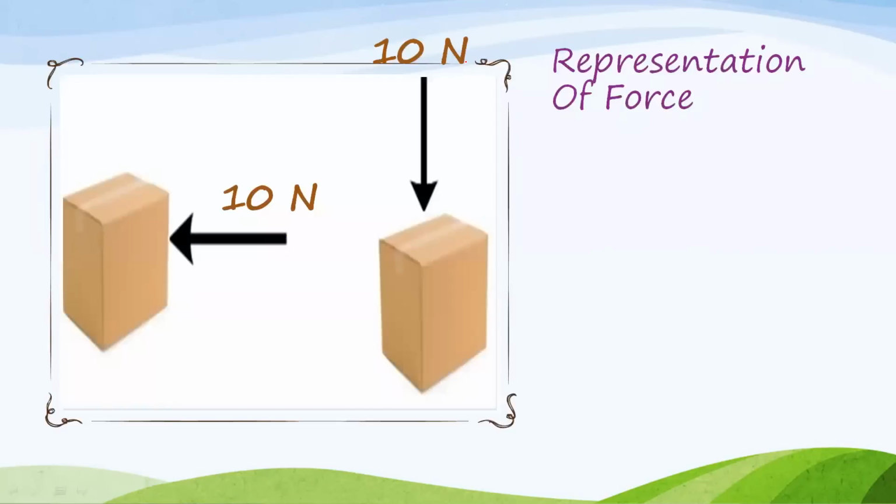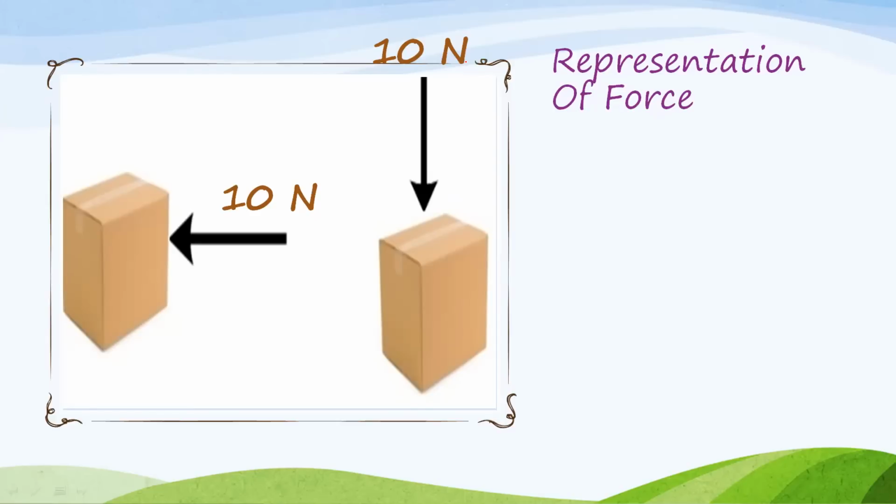First, let us look into the representation of force. As you can see in the picture, there are two boxes, and on both the boxes, I'm trying to apply a force of 10 Newton. But as you can see, the arrow mark is showing two different directions in which I'm going to apply the force. Based on the direction of my application, the result will be different.